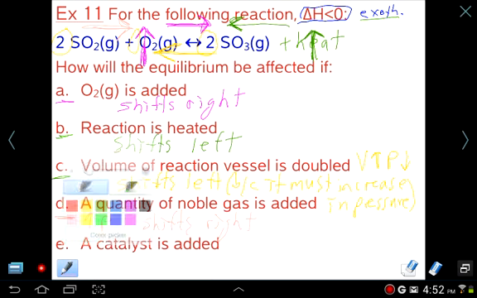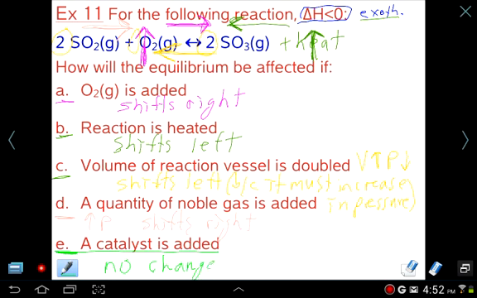And finally, a catalyst is added, and this is the easiest of them all, even though we haven't really talked about it, but a catalyst will not shift the system anywhere, because a catalyst simply speeds up the reaction, so we say no change here. So catalyst simply speeds up how fast we get to equilibrium, but it does not change the direction of the shift in equilibrium. So no change in this case.